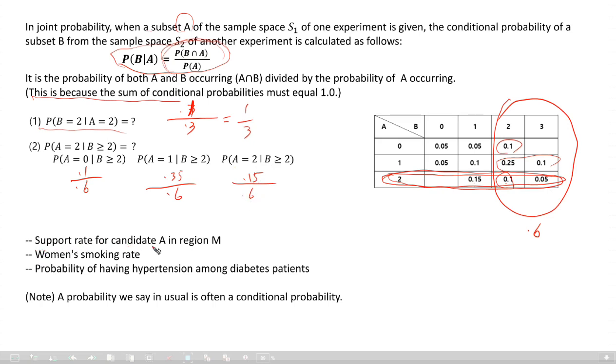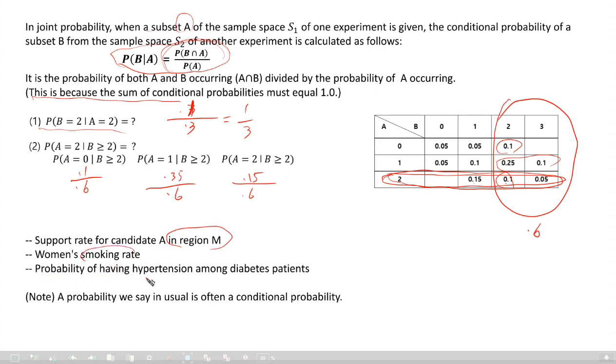Support rate for candidate A in the region M. This is a conditional probability. The condition is region M. In region M, what is the support rate of candidate A? Women's smoking rate. Woman is restricted, is the condition. And what is the smoking rate?